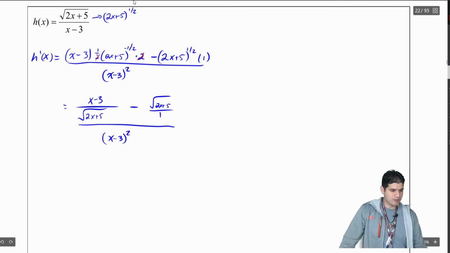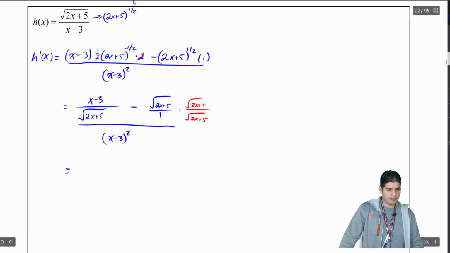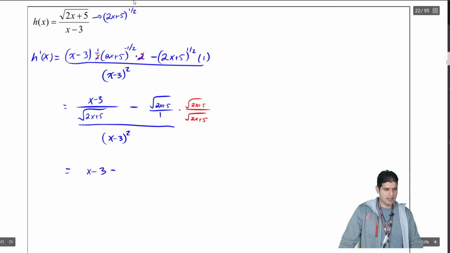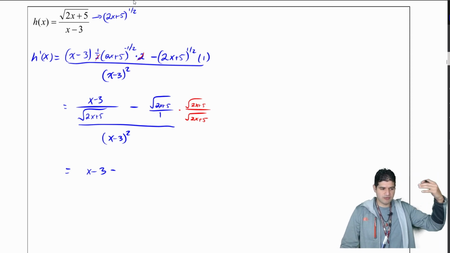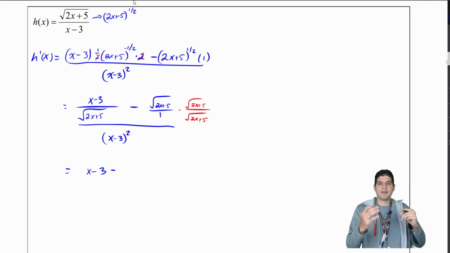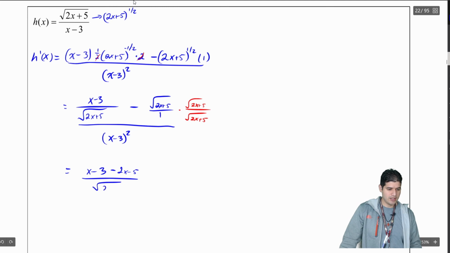Okay, so as I'm doing this, I'm going to multiply this by the square root of 2x plus 5 over the square root of 2x plus 5, just so I can get a common denominator there and combine those. So I'm going to get x minus 3. And then I'm going to subtract. So I'm going to multiply square root of 2x plus 5 times the square root of 2x plus 5. And the square roots are gone, so it's just 2x plus 5. But I need to distribute that negative sign. So it's going to be minus 2x minus 5 over the square root of 2x plus 5, all over x minus 3 to the second power.